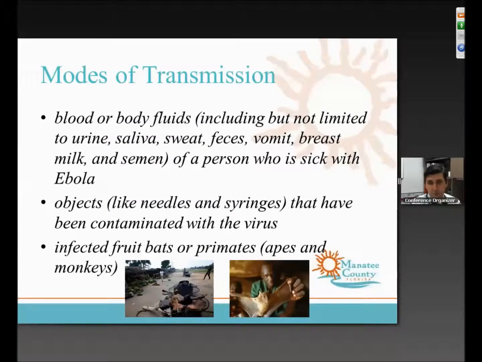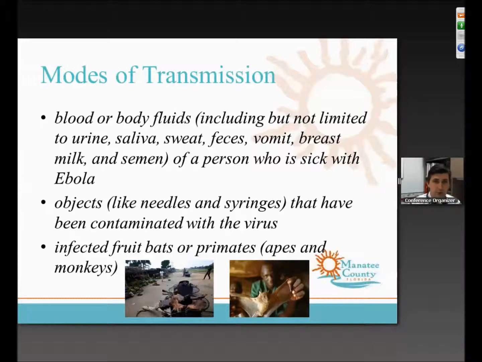Modes of transmission. Got some interesting pictures on this slide, and there's good reason for it. Modes of transmission are blood or body fluids, including but not limited to, and you notice that this list is much more broad than a more limited list for something like HIV. It can be spread by urine, saliva, sweat, feces, vomit, breast milk, and semen of a person who is sick with Ebola. This is why patient contact has to be limited if we do encounter an Ebola patient, because simply their sweat on their skin can transfer it to you, and is more than likely the way it was transmitted in the cases here in the United States.